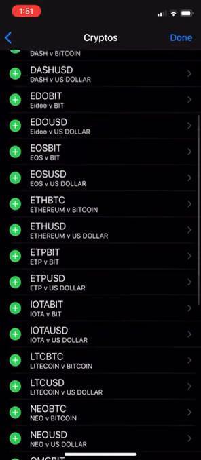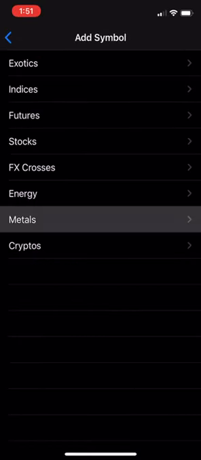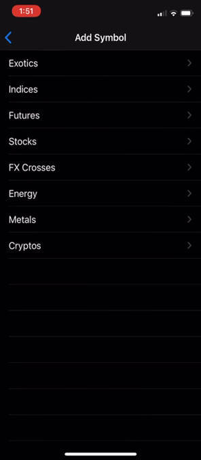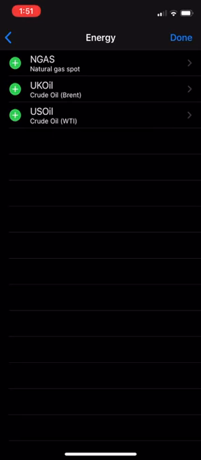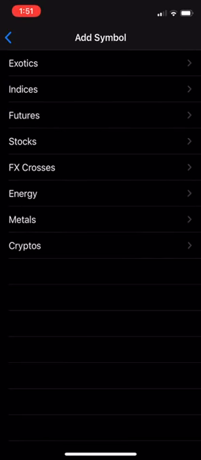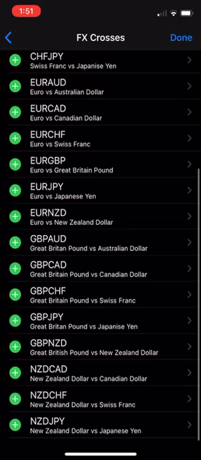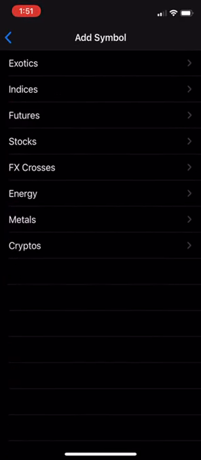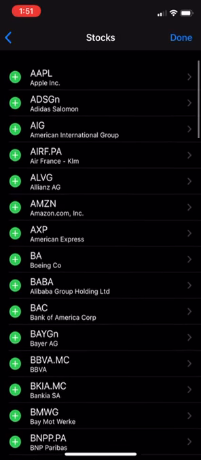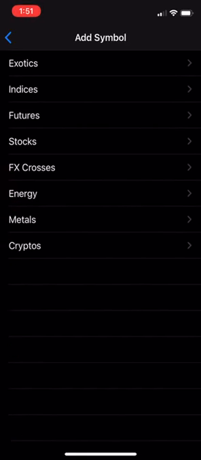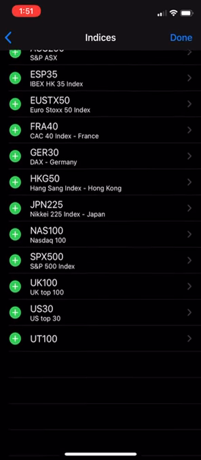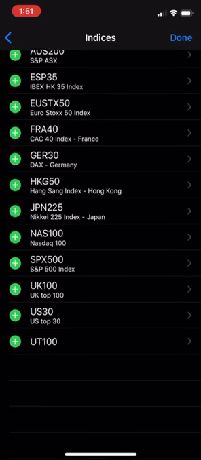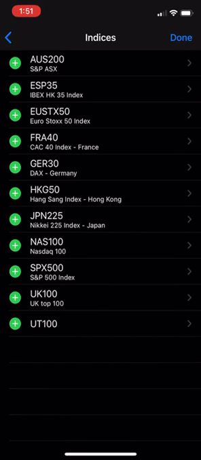We can do that with any of the others too. We have all the different cryptos. This broker allows us to trade gold and silver. We have oil, natural gas, and then the FX crosses are going to be your minor pairs, so you can always look at those as well. We also have the ability to trade stocks like Apple, Facebook, Tesla. The indices are like your Dow Jones, your S&P, your NASDAQ. You guys always see me trading the US 30. That's one of my favorites.